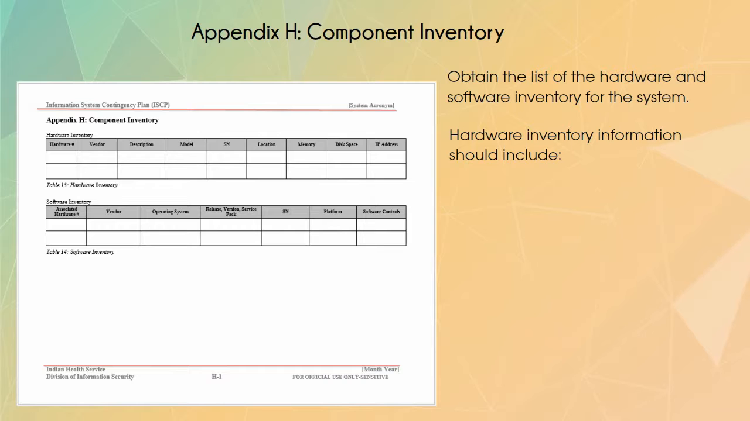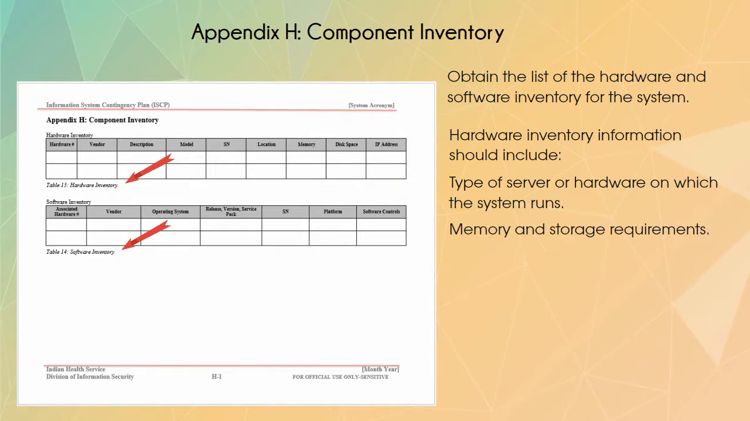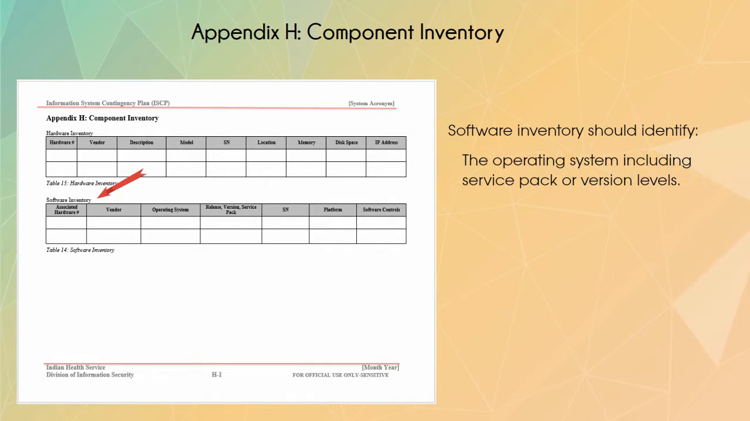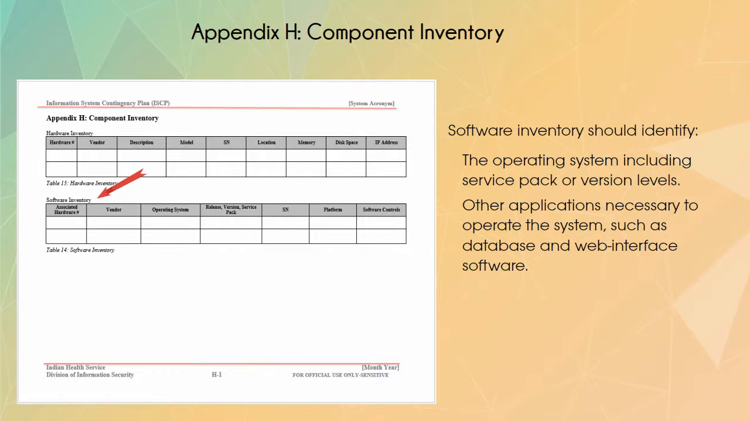Appendix H, Component Inventory. Obtain the list of the hardware and software inventory for the system. Hardware inventory information should include type of server or hardware on which the system runs, memory and storage requirements, all other pertinent details. Software inventory should identify the operating system, including service pack or version level, other applications necessary to operate the system, such as database and web interface software.